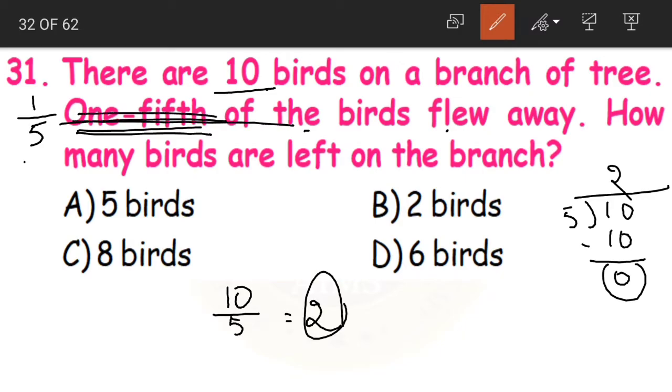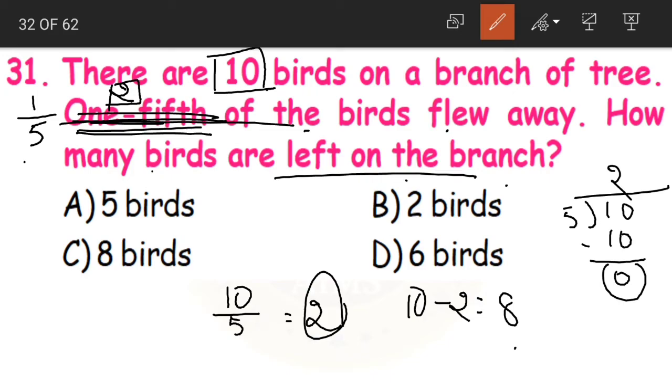Let me cut the 1/5 now. 2 of the birds flew away. Now how many birds are there left on the branch? It is easy to solve it. There were 10 and 2 flew away. So 10 minus 2 is equal to 8. 8 of the birds are left on the branch. Option C, 8 becomes our correct answer.